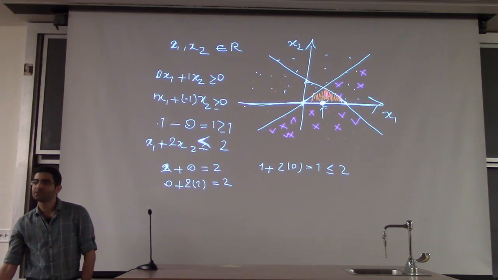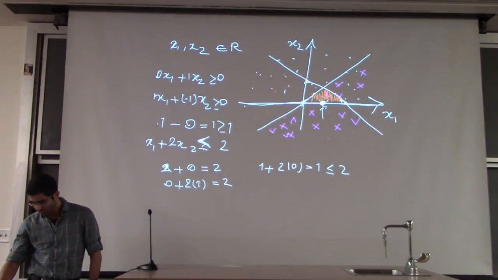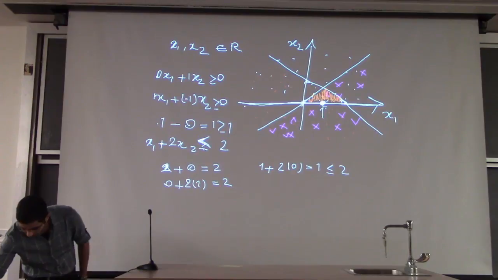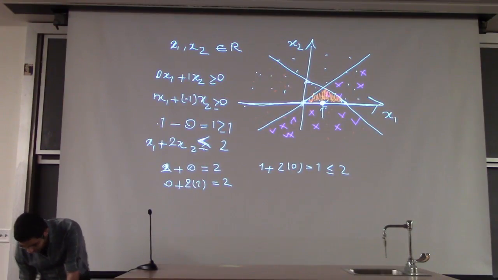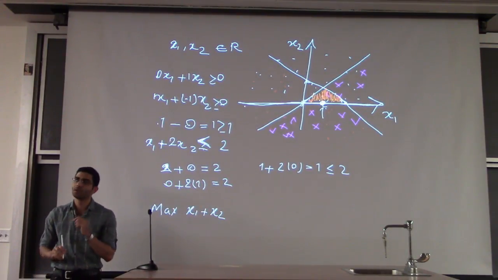Any other points don't satisfy at least one of them. So our region is here, right? And at last we want to maximize, let's say, x1 plus x2.